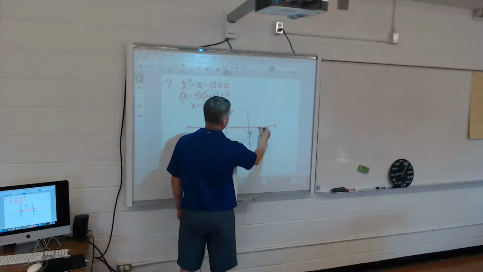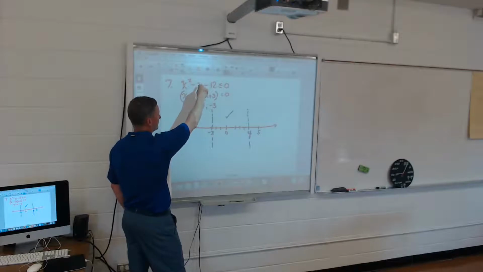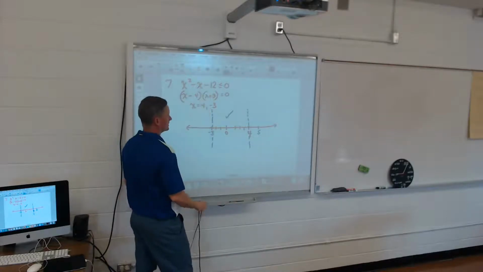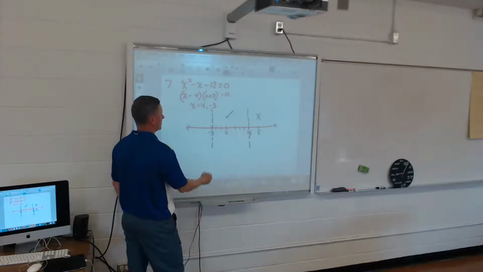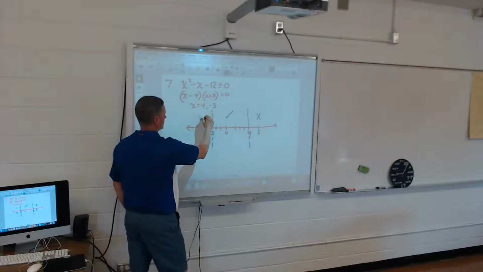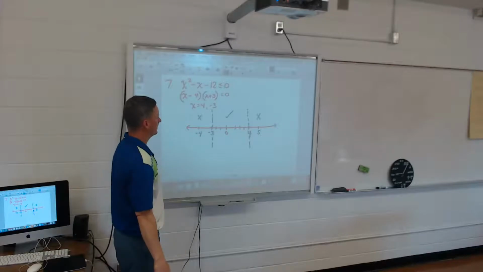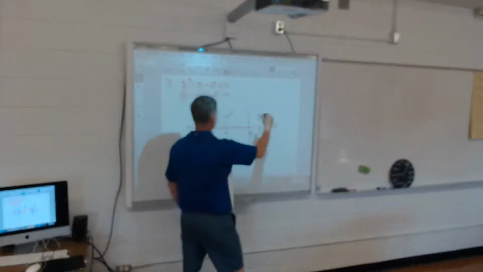All right. I could put a 5 in here. So 25 subtract 5 is 20. 20 subtract 12 is 8. Not less than 0. Less than or equal to 0. A negative 4 in here. 16 plus 4 is 20. 20 subtract 12 is 8. Same thing. Not less than or equal to. So what is my solution for this?